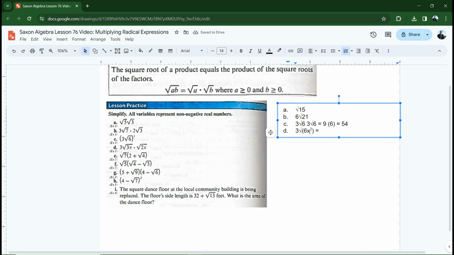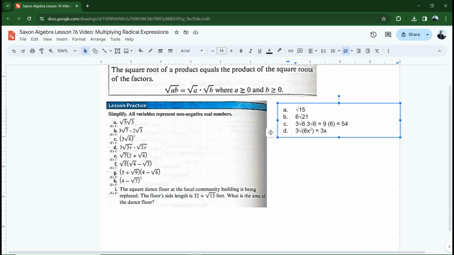I can take the square root of x squared. The square root of x squared is just x. So this is going to be 3x, but the square root of 6, so I break this down to the square root of 6 times the square root of x squared. I evaluated the square root of x squared to just be x.